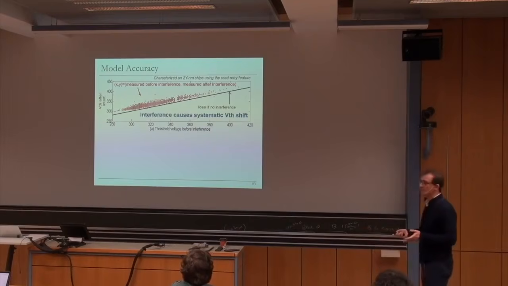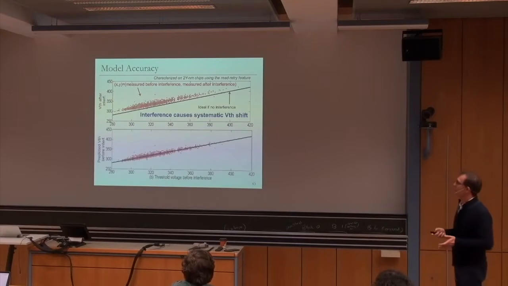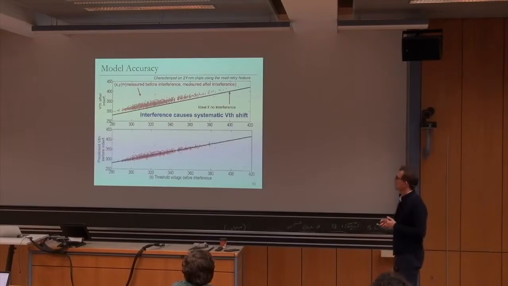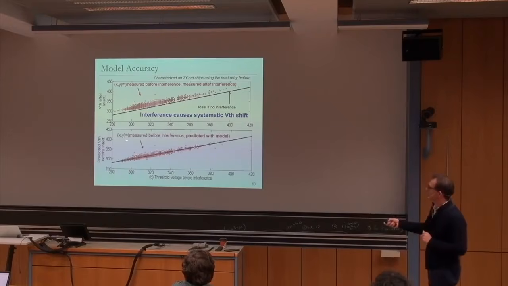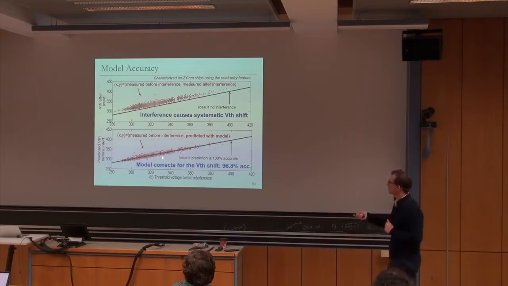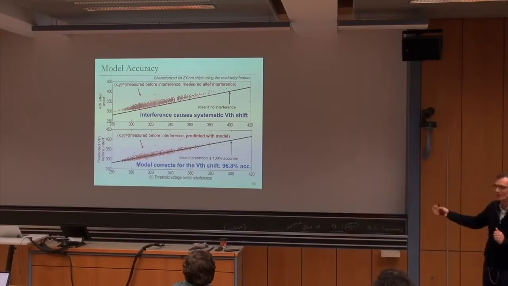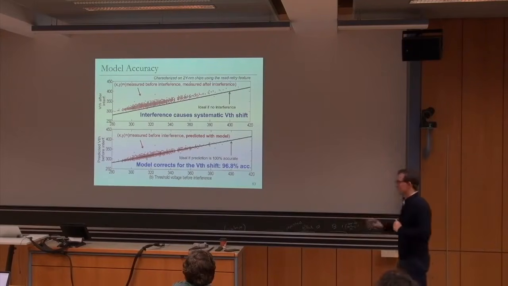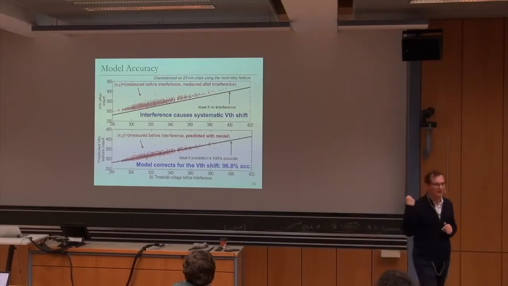And interference causes systematic threshold voltage shift. But if you actually model it the way we did, you can actually predict. So basically the red parts, x and y, are now the threshold voltage measured before interference and the threshold voltage predicted with the model. And that's the model prediction. And this is ideal if prediction is 100% accurate. So it turns out our prediction is pretty good. Our model actually corrects for the threshold voltage shift because of program interference with about 97% accuracy, which is not bad. But of course, if you really want to be more accurate, you want to have an even more accurate model, right?